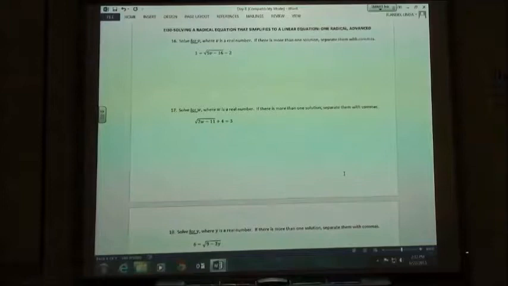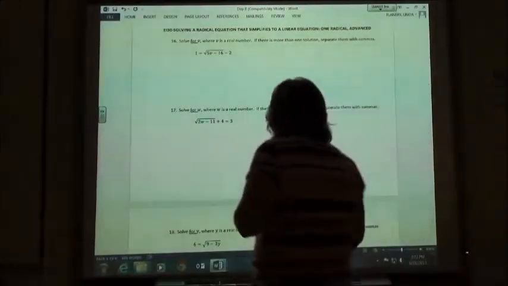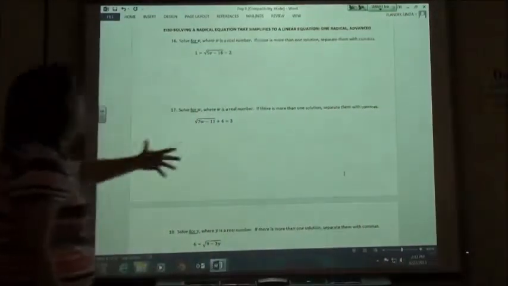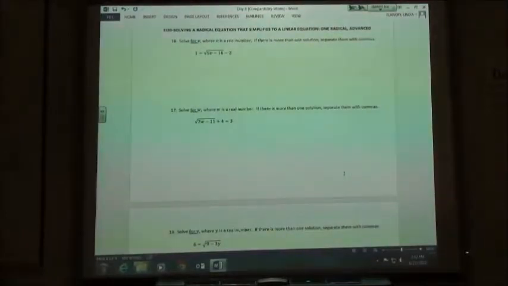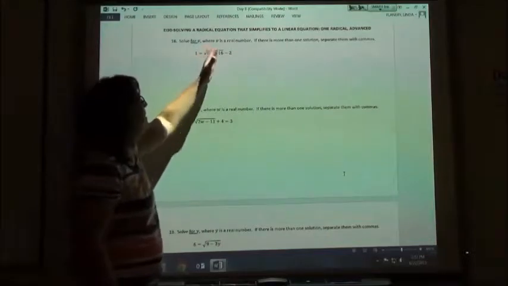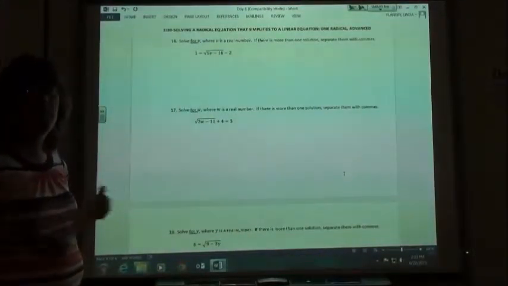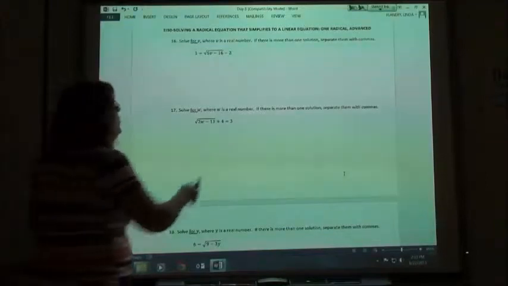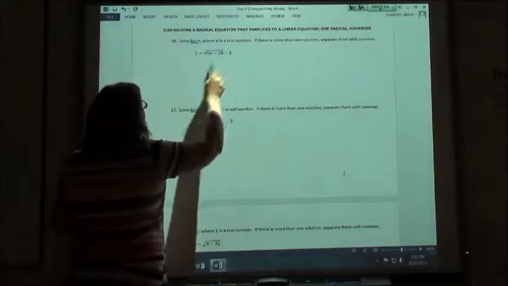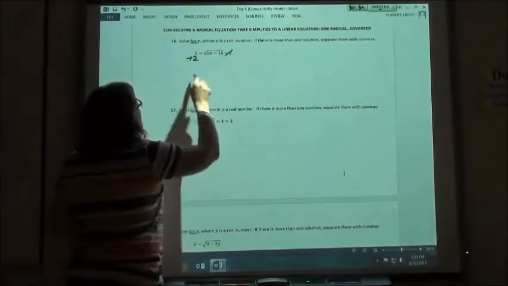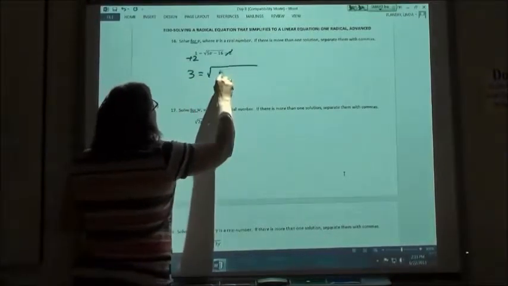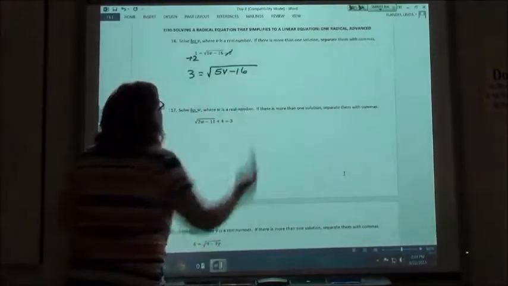16, 17, 18, solving a radical equation. And so now we're getting into simplifying things with square roots. It'll be later cubed roots or fraction exponents. We want to isolate that term first and then do the opposite of what we want to get rid of. In this case, we want to get rid of the square root, so we're going to do the opposite of the square root, which is squaring. First thing we want to do is get this by itself. So I'm going to add my 2 and move that over. So 3 is equal to the square root of 5b minus 16.